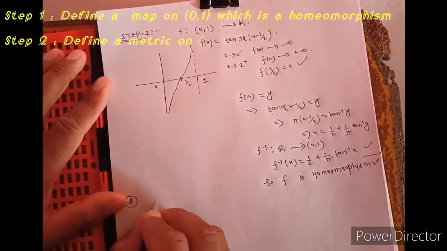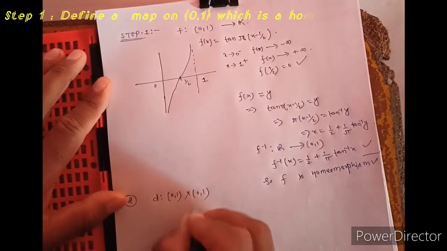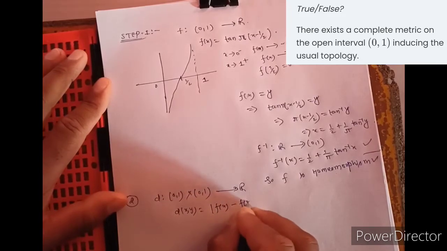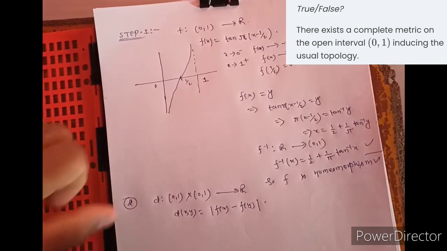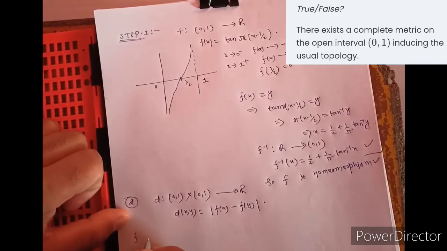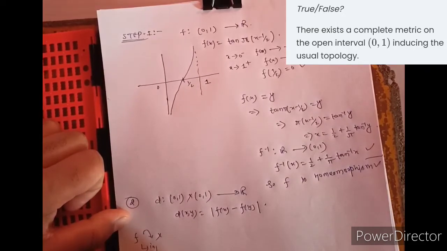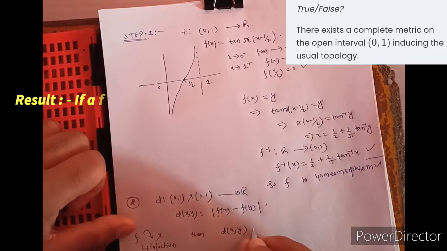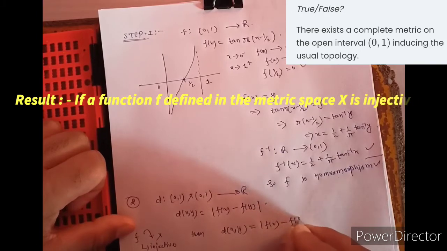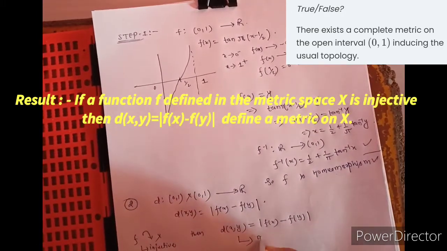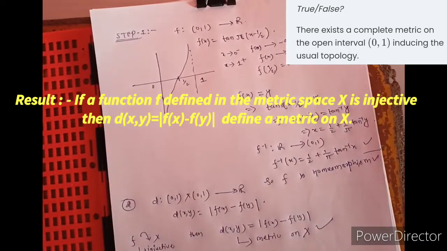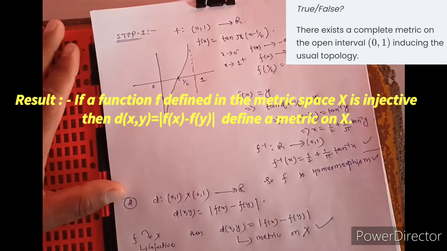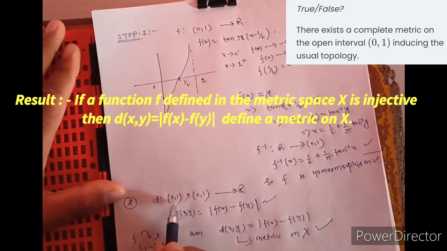In step 2, define a metric d on the open interval (0, 1) as follows. If a map f defined on the space X is injective, then d defined as d(x, y) = modulus of f(x) minus f(y) defines a metric on X. This is an important result in functional analysis. So d is a metric on the open interval (0, 1).